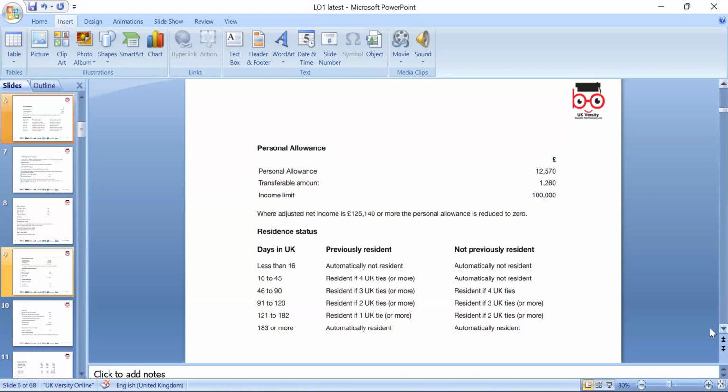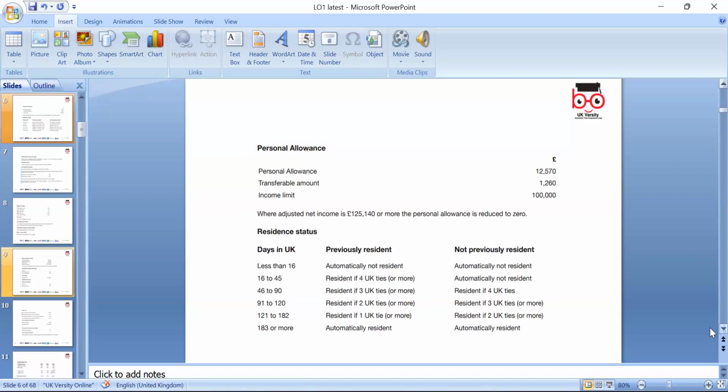Days of residency status: less than 16 days, automatically not resident if not previously resident. 16 to 45 days, resident if 4 ties or more to the UK; otherwise automatically not resident. 46 to 90 days, 3 ties, which we will go through: the connected domicile, families, born and all these; we can look at house or main source of income.